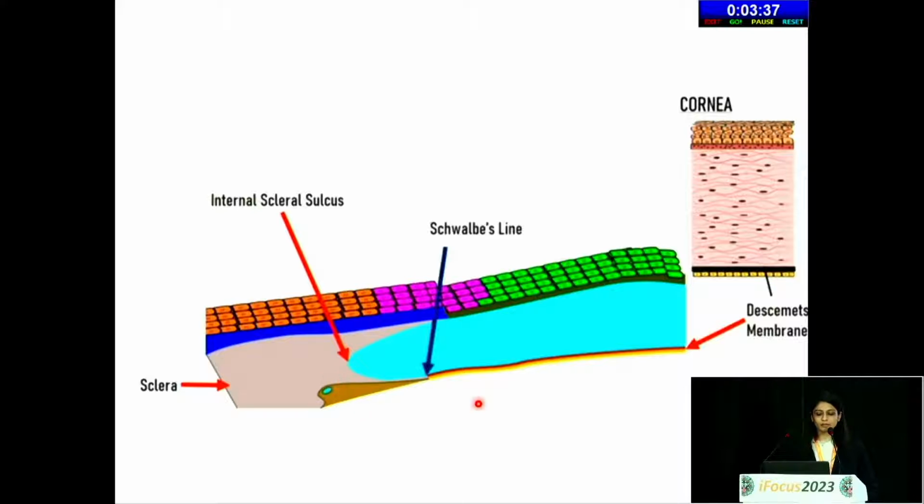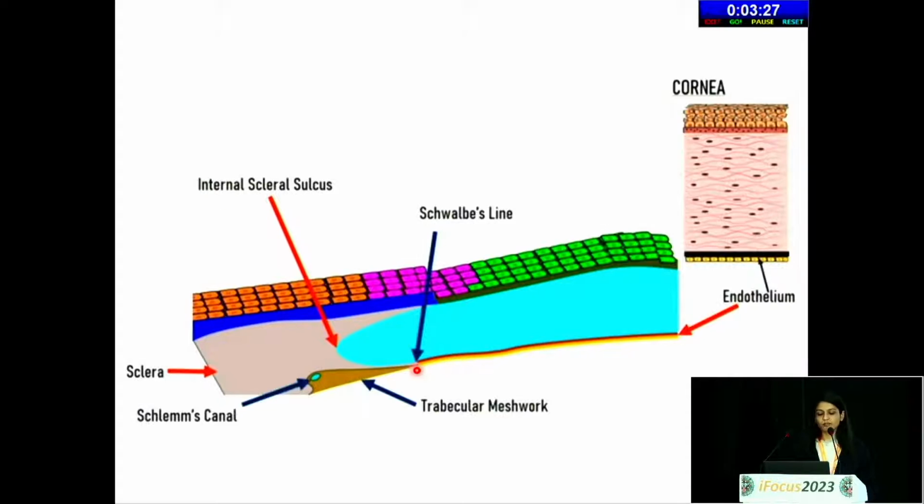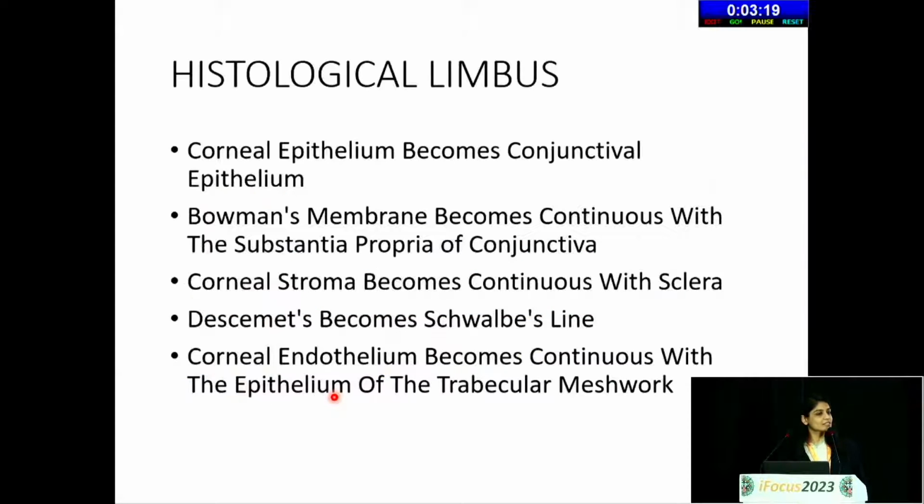Then the fourth layer we have is the Descemet's membrane, and here we have the termination of the Descemet's membrane at the limbus, which is known as the Schwalbe's line. Now the fifth layer of the cornea is the corneal endothelium, and it forms the epithelium of the trabecular meshwork. So this is as simple as I have shown. So this is the definition for the histological limbus.